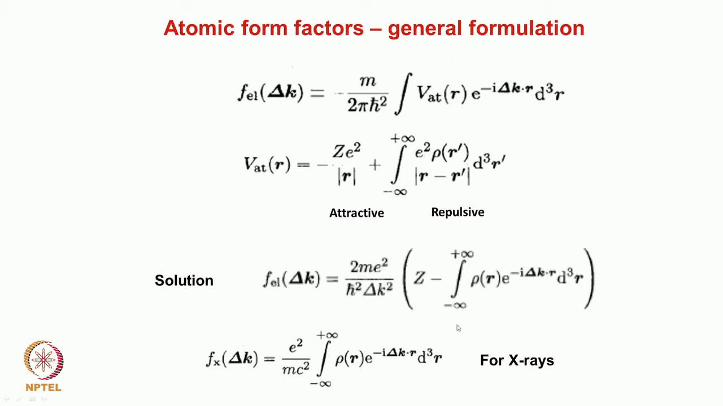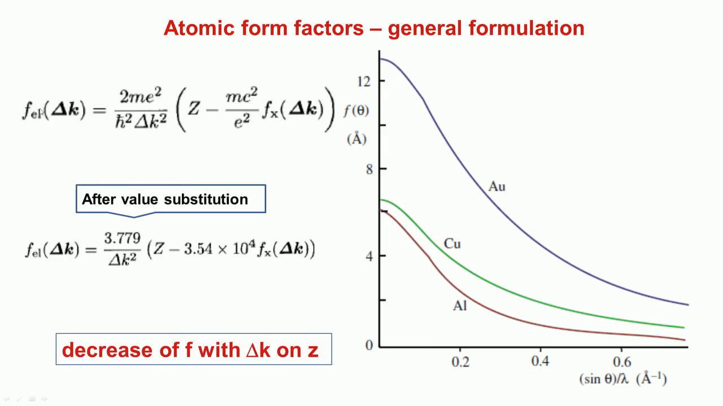We know that for X-ray, the atomic scattering factor is the same, only with the pre-term e squared by mc squared, otherwise this is the same. So this term can be substituted with respect to f, delta k, divided by the pre-term. If we substitute, we will be able to get an expression like this. Both the nuclear as well as the attractive and repulsive forces are going to act. We can substitute all these values, and this is the sort of expression which we get.